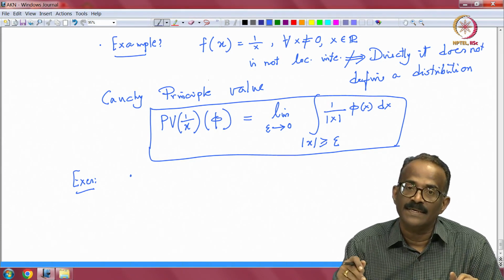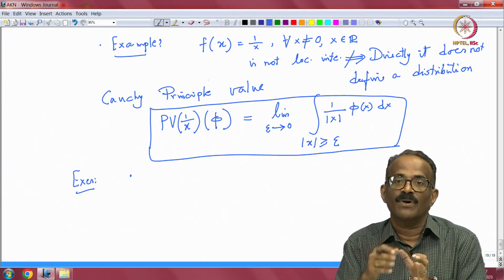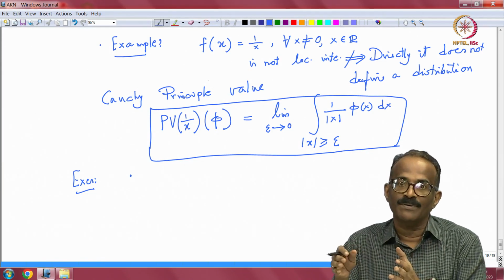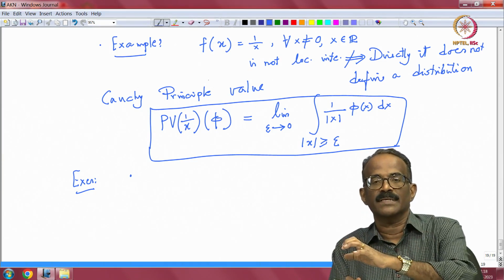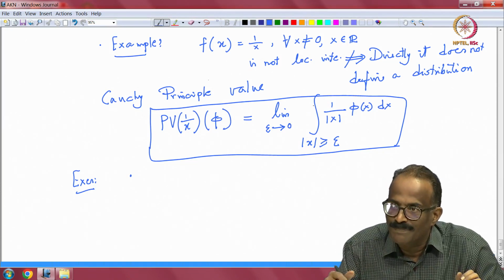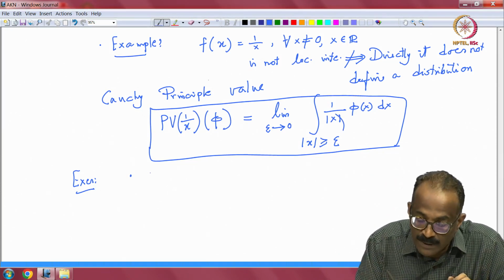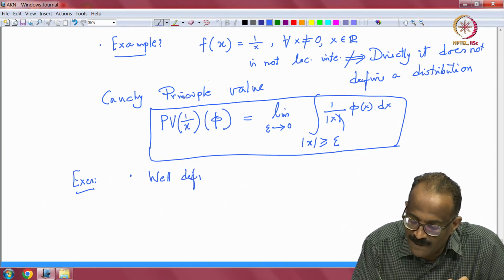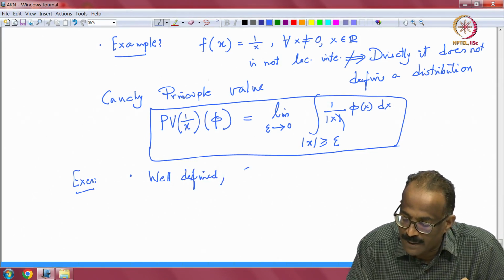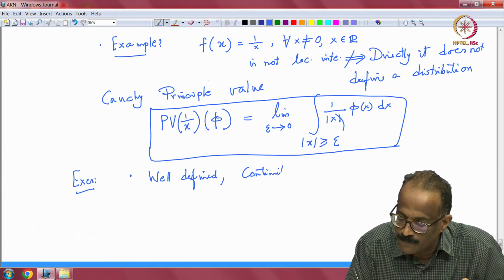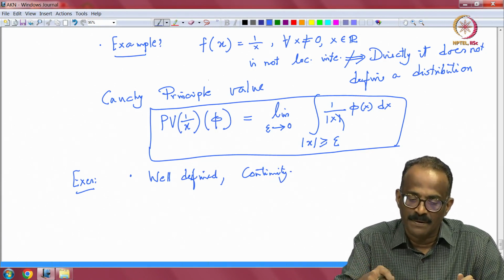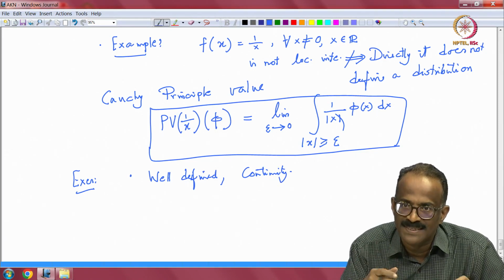So, you cannot put a characteristic function and take the limit inside. Of course, I can write this as the integral of the characteristic function of mod x greater than or equal to epsilon times 1 by mod x. But then you have pointwise convergence, but you cannot take the limit inside the integral. So, you have to play a little trick to show that it is well defined. Linearity is fine, easy, and then show continuity. Okay. You will see this a little more.